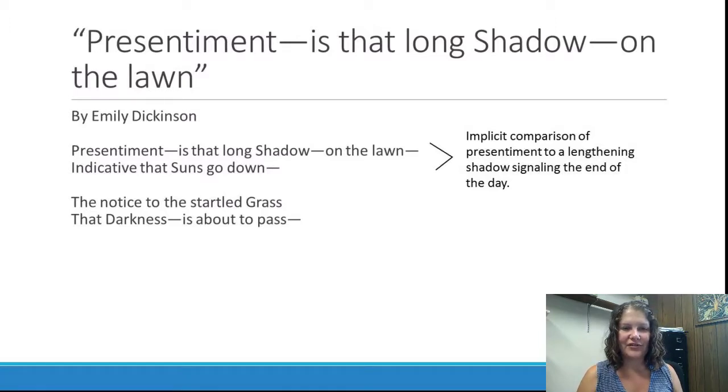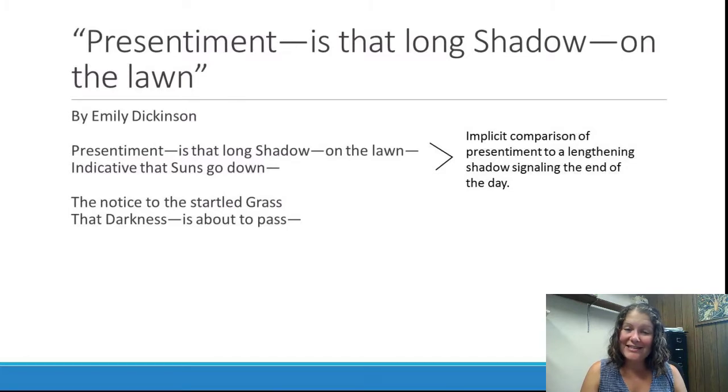And then it's further developed in the second stanza as the notice to the startled grass that darkness is about to pass. And here, if before it was maybe somewhat negative or eerie, here it becomes in some ways even more negative because it becomes comparative to knowledge that darkness is about to come. And we usually think of day as being positive and darkness as being somewhat negative. So we have presentiment, or this foreknowledge, being compared to these signs that the day is going to end and the night is going to come.